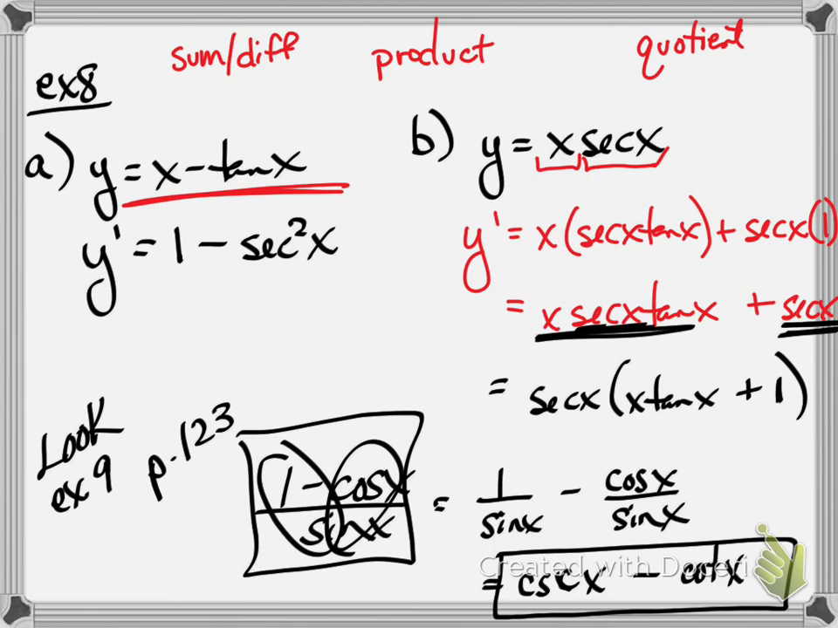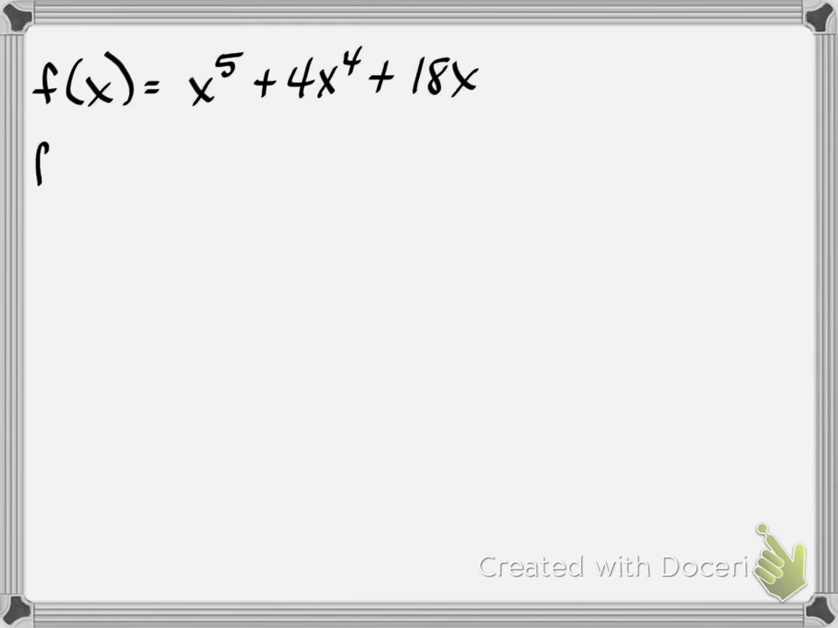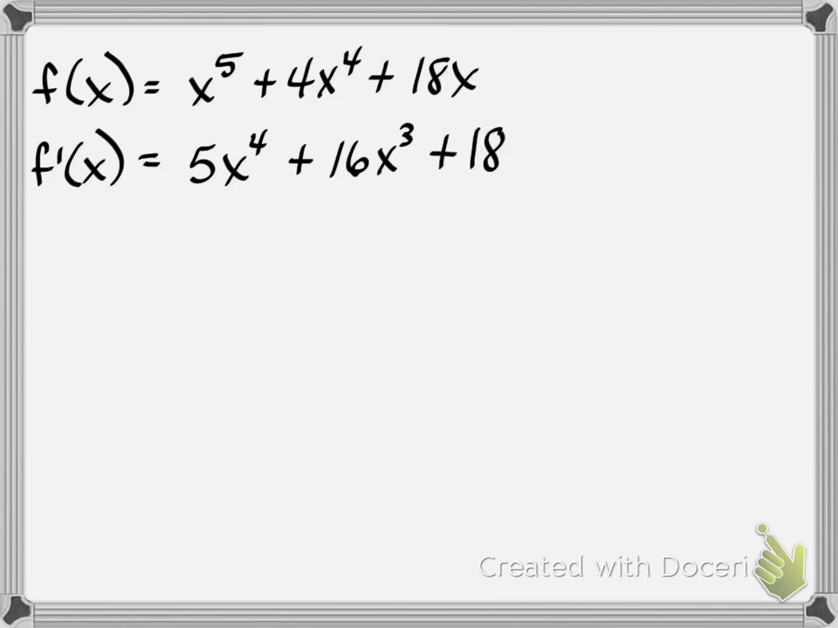All right. Last thing I need to do with you is higher order derivatives. Do you know that if you start out with a function like this, x to the 5th plus 4x to the 4th plus 18x, you can take the first derivative? We have just called it a derivative, but it would actually be the first derivative because it's the first one we've taken. So it would be 5x to the 4th plus 16x to the 3rd plus 18.